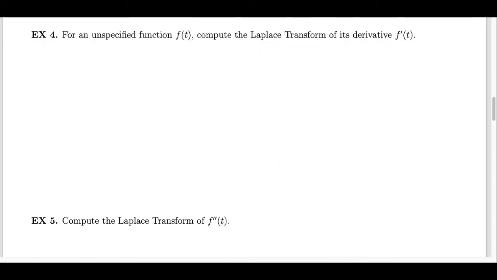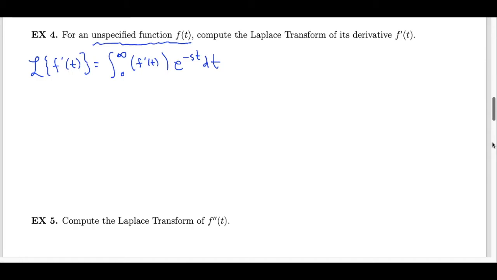This next example is a little different because I have an unspecified function, f of t. So I don't know if f of t is sine or cosine or e to the 2t or t. I don't know what f of t is. But even without knowing f of t, I'm asked to compute the transform of its derivative, f prime. As always, I'll start by plugging this input function into the definition for the Laplace transform.